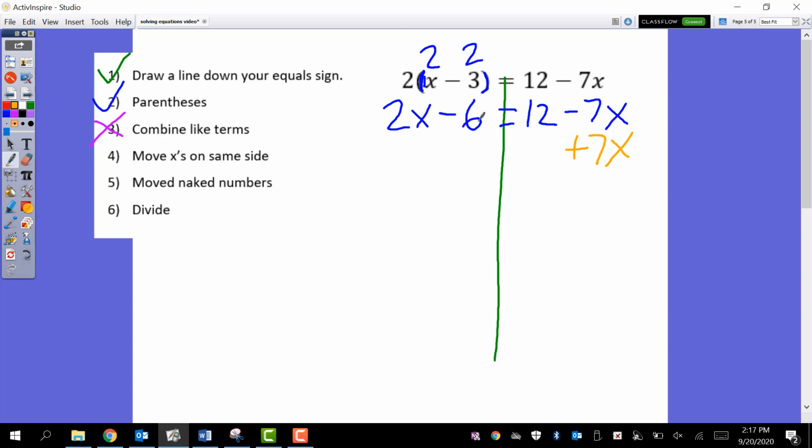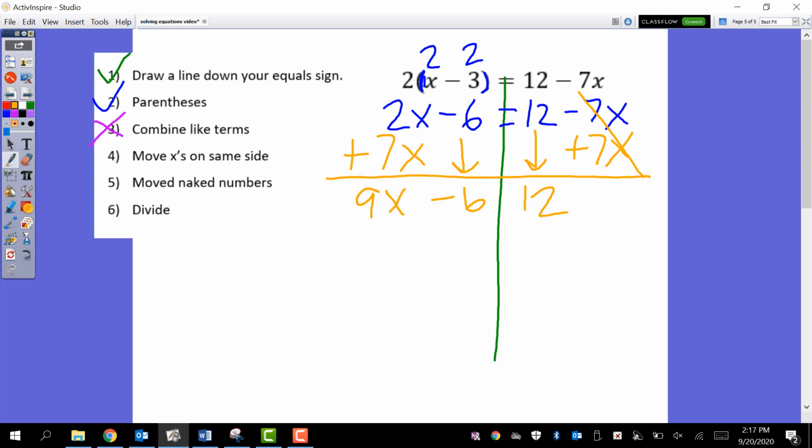Like I wouldn't do negative 6 plus 7. I would do 2 plus 7. Okay? So over here, negative 7 plus 7 is 0. That goes away. I didn't do anything to 12. Bring it down. I did not do anything to negative 6. Bring it down. 2x plus 7x. 2 plus 7 is 9. There was an x before. There's still an x. Equal sign in the middle. So check. That was moving the x's.